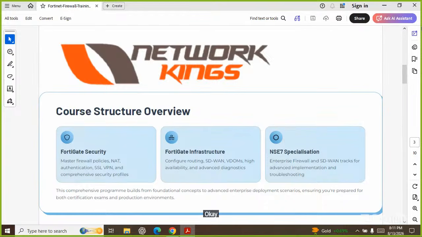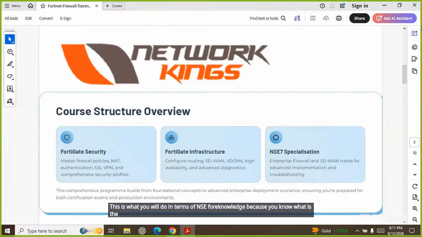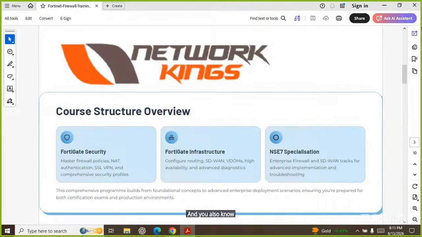Okay, so the issue is fixed and the data is going through. This is what you will do in terms of NSE 4 knowledge, because you know what the problem is and you also know how to fix it. However, if it is NSE 7 knowledge, then you would also know why the data was getting dropped without NAT-T. It's not about the solution, rather more about the reasoning. Why did it happen? Right? You would know that.